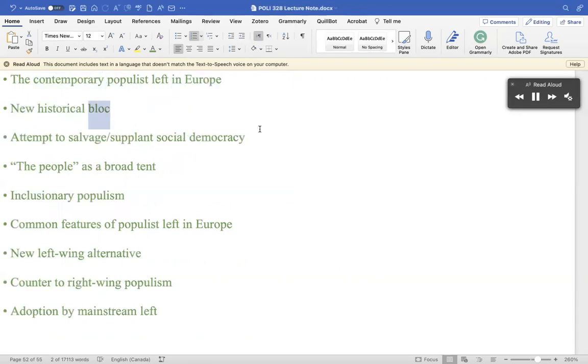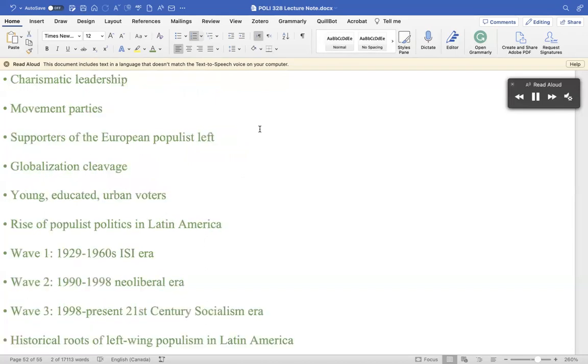New historical bloc. Attempt to salvage or supplant social democracy. The people as a broad tent. Inclusionary populism. Common features of populist left in Europe. New left-wing alternative. Counter to right-wing populism. Adoption by a mainstream left. Charismatic leadership. Movement parties, supporters of the European populist left. Globalization cleavage. Young, educated, urban voters.